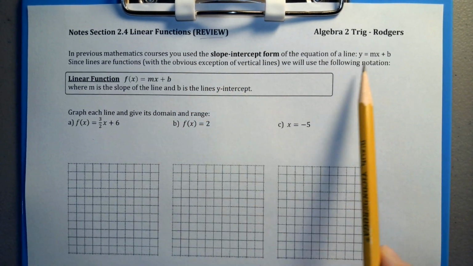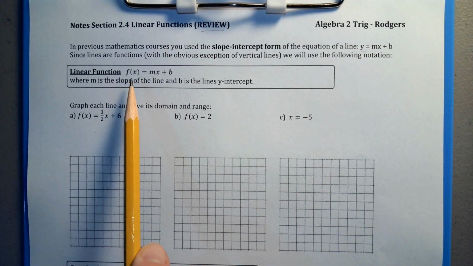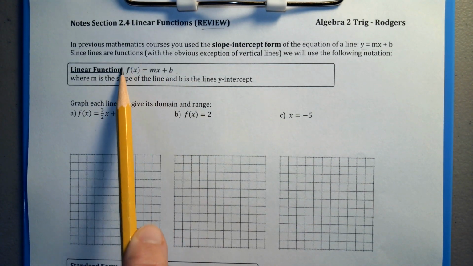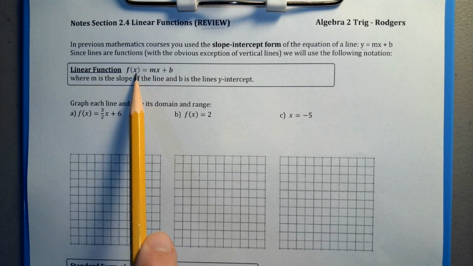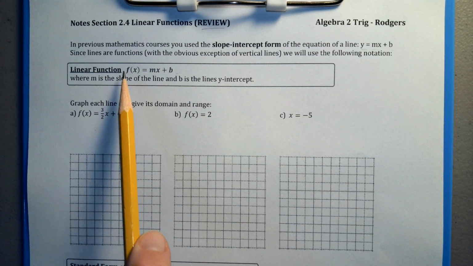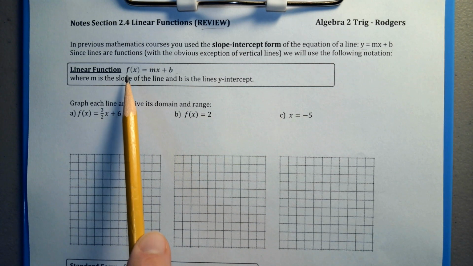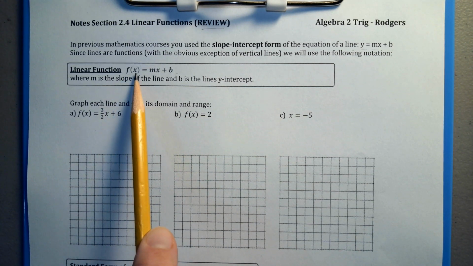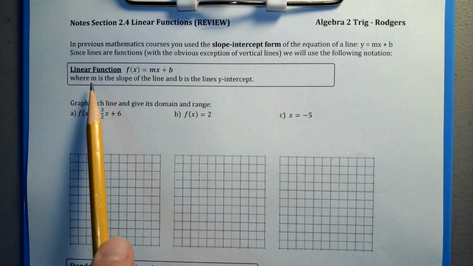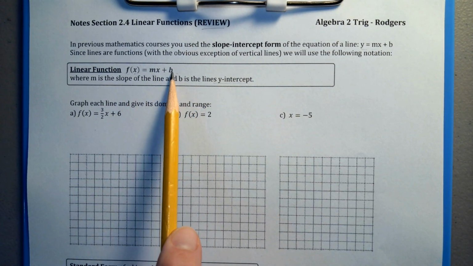And so instead of thinking of it as y equals mx plus b, we'll think of it as a function, and so we'll call it f of x equals mx plus b. Remember that f of x generally is just y, but since we're thinking of it specifically as a function, we'll use the function notation f of x. And remember, that means the function's name is f, and the variable used in that function is x. Here m is the slope, and b is considered the y-intercept.